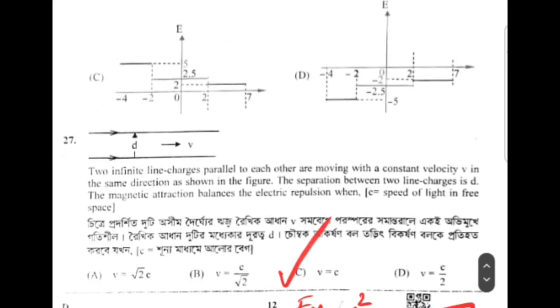Or you can also apply the formula v equals E by B, where E and B are equal only when the velocity equals the speed of light.